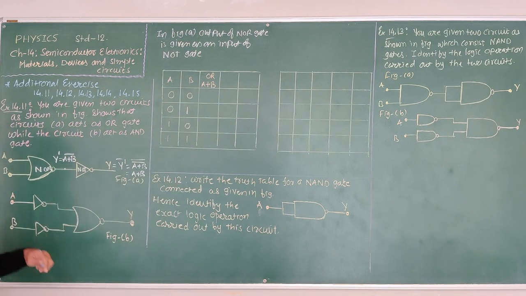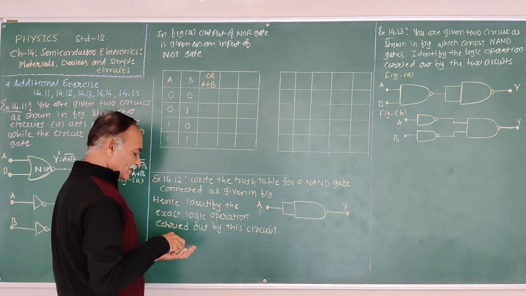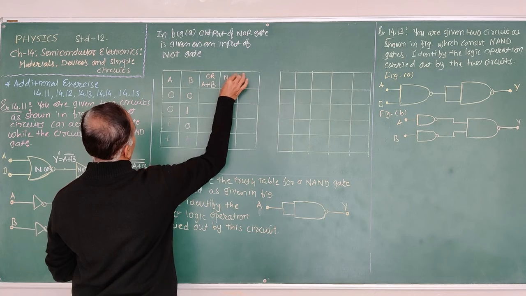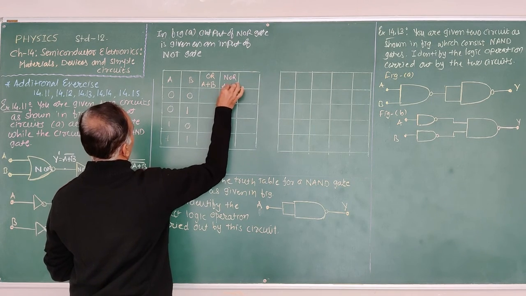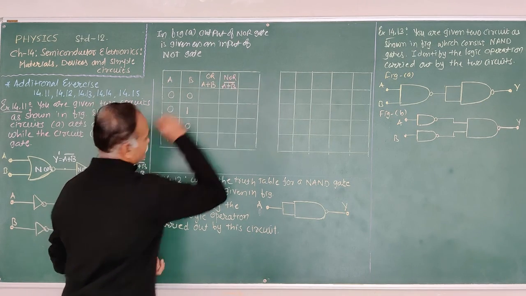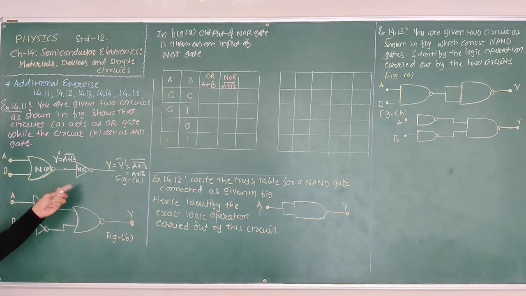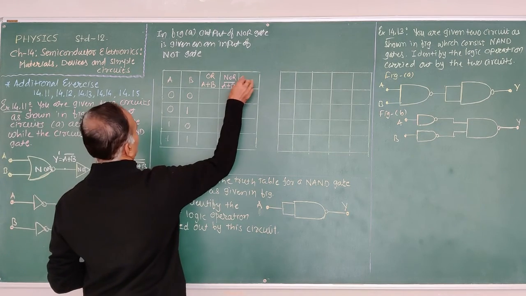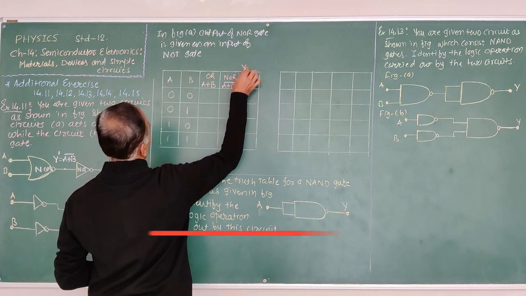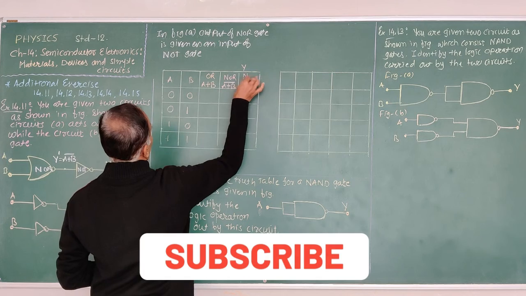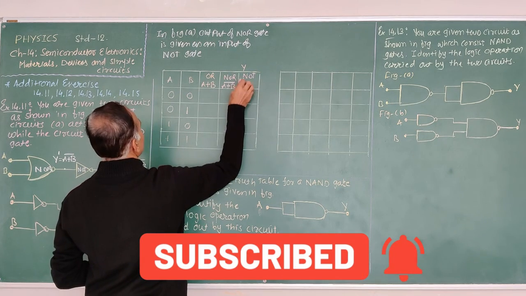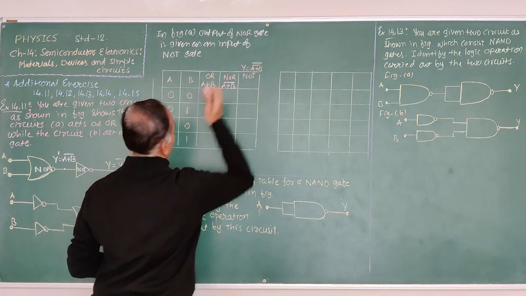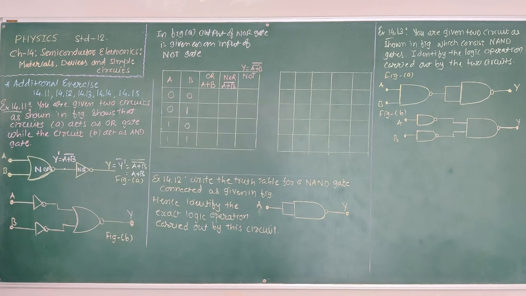But here there is the NOR gate. After that, we prepare the truth table for the NOR gate. NOR gate is (A plus B) bar. And then this output is given to the NOT gate, again inverted. So the output of the NOT gate is Y equal to (A plus B) double bar.